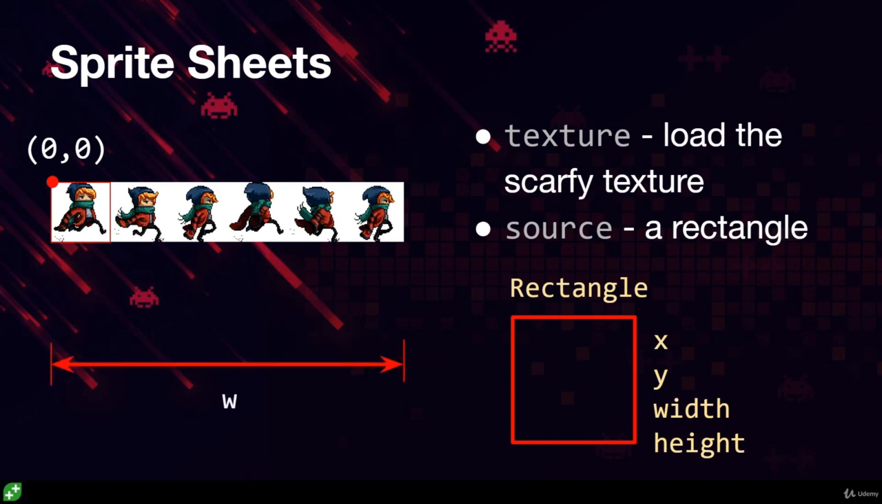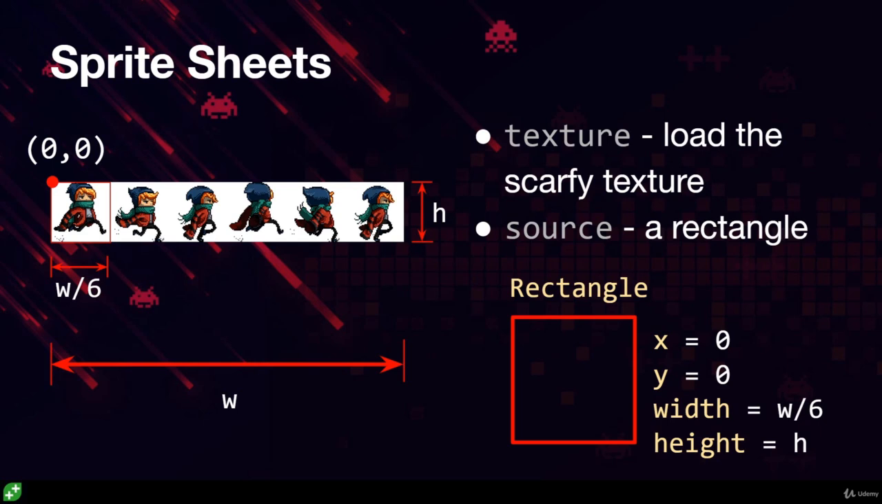Now, the sprite sheet has its own width. We'll call that W. So if we want the width of a rectangle that only contains the first image of Scarfy, that's going to be W divided by 6 because we have 6 images of Scarfy on the sprite sheet. Now the sprite sheet has its own height. We'll call that H. So if we want a rectangle that gives us a cutout for the first Scarfy image, that rectangle will have an X and Y of 0 and a width of W divided by 6 and a height of H.